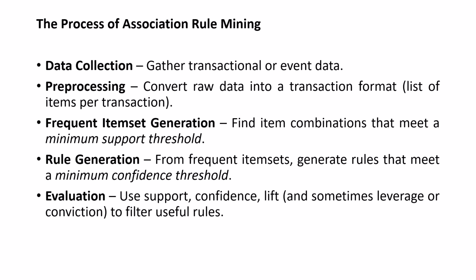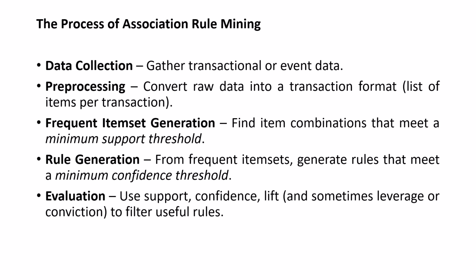First one is data collection. In this phase we are gathering the raw transactional data from the customers. And in the next phase, the pre-processing phase, we are converting those transactional data into a format that is used to generate the item sets. And the third phase is generating the frequent item sets.